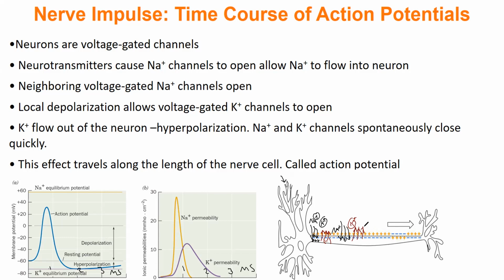Then repeat. Sodium opens up, in, potassium opens up, out, out, out, so on and so forth until you get to the very end of the neuron, and then you send the signal to the next neuron to continue that pathway. That's how you propagate an electrical signal throughout your neurons.